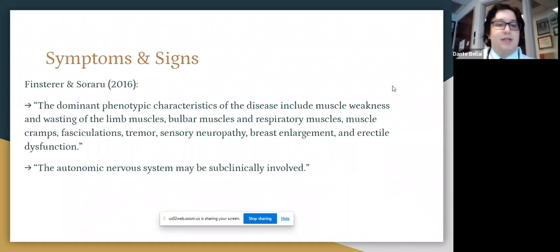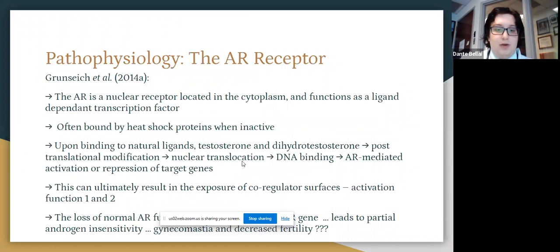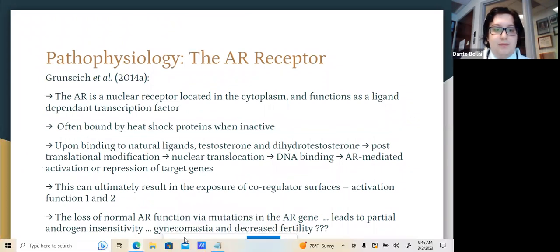In terms of the symptoms and signs of Kennedy's disease, according to this comprehensive review of the condition, the predominant phenotypic characteristics of the disease include muscle weakness, wasting of the limb muscles and bulbar muscles, and respiratory muscles, muscle cramps, fasciculations, tremor, sensory neuropathy, breast enlargement, and erectile dysfunction. The autonomic nervous system can be subclinically involved, and we're going to talk about that a little bit later. Essentially, this is a lower motor neuron illness that is much slower in onset in comparison to perhaps ALS.